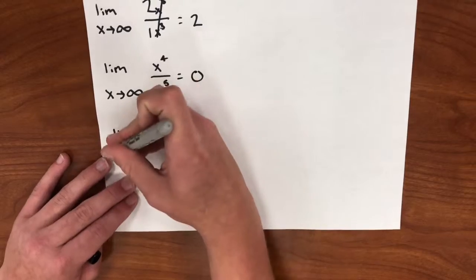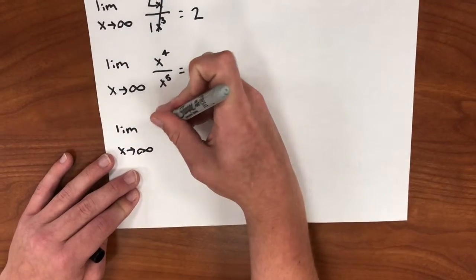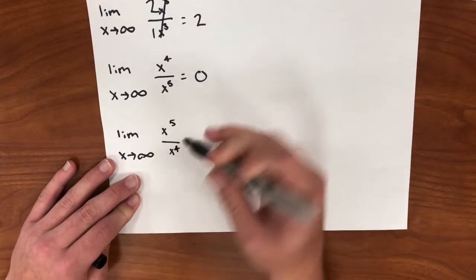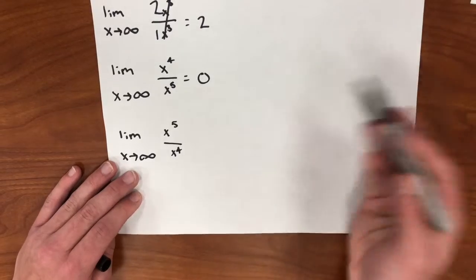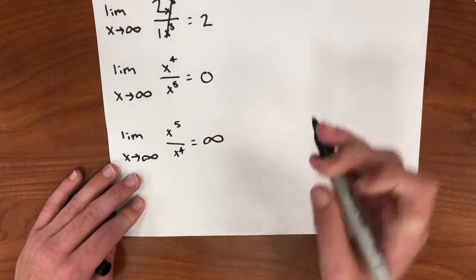And then for our final limit, as x approaches infinity, we'll say the top exponent is bigger. So let's say x to the fifth over x to the fourth. As you approach infinity, the top number is going to be increasing. It's going to be larger and larger and larger. So then you know that this limit has to be infinity.